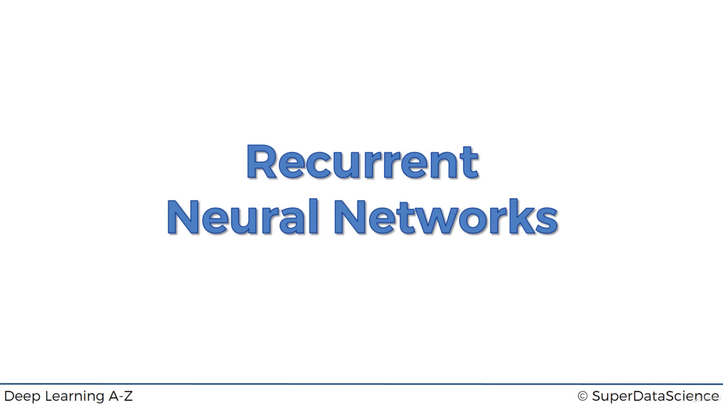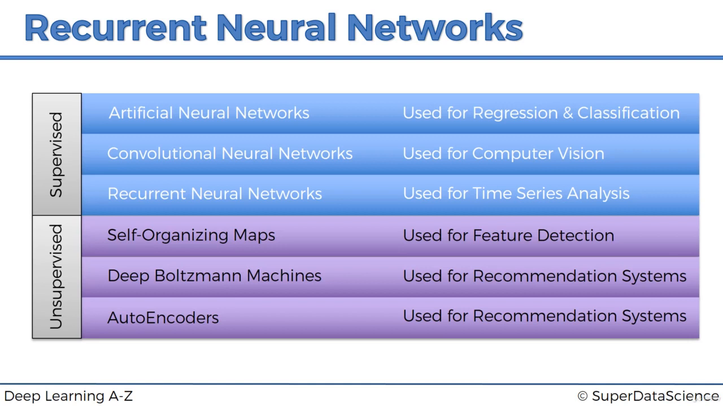So let's get started. We have our little breakdown of the supervised versus unsupervised deep learning branches, and here we've got artificial neural networks, which we've already talked about. We've already talked about convolutional neural networks as well. And today we're talking about recurrent neural networks. That's just so that we see where we are in the big picture of things, slowly getting to the unsupervised part of the course. But nevertheless, let's focus on RNNs today.